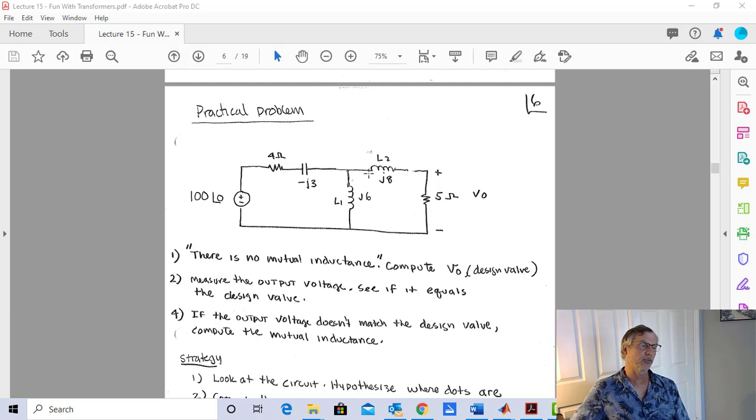So my circuit doesn't work. My inductors are fine. What I'm going to do is hypothesize mutual inductance. I'm going to just say, I think those inductors are coupling with each other. And I'm going to try to figure out whether by hypothesizing mutual coupling, I can get the result that the engineer got.